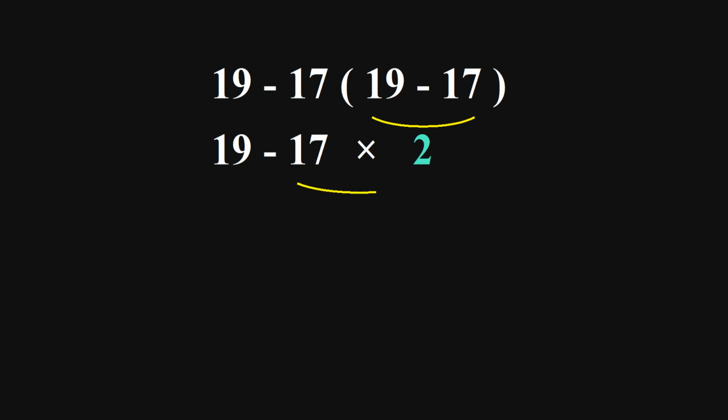So 17 times 2, which equals 34. So we have 19 minus 34. So 19 minus 34, which equals minus 15. And this is our final answer for this problem.